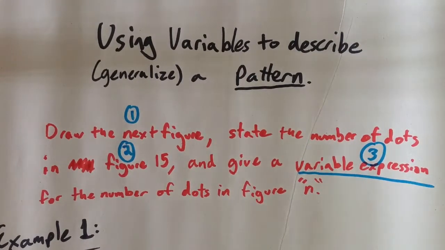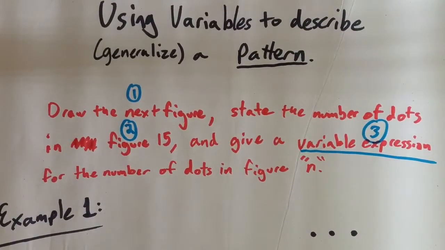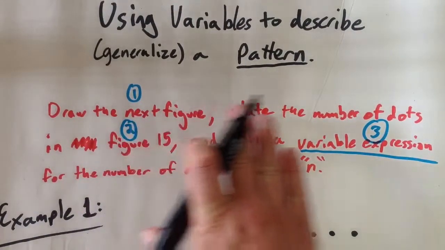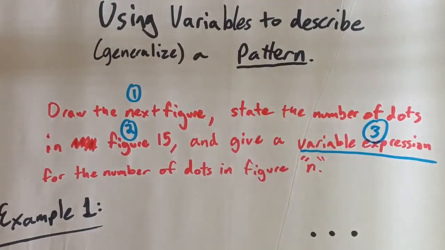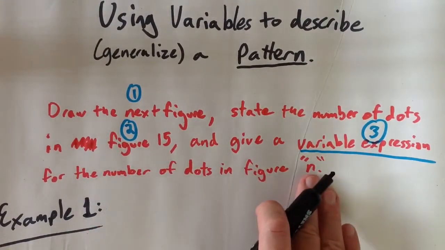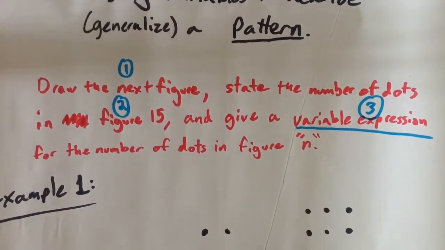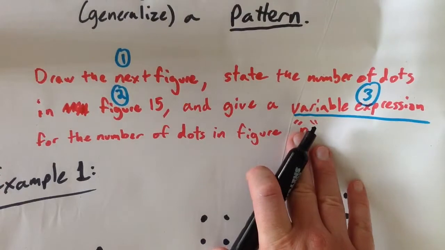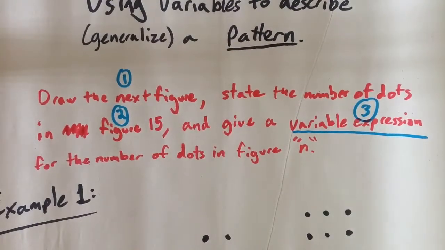For using variables to describe a pattern, we're going to be using dot plots. Our instructions in this case are to draw the next figure, then state the number of dots in figure 15, and then give a variable expression for the number of dots in figure n. The useful thing about this is that figure n is a variable, so n can describe any number of dots, so our rule will be able to describe any figure that we give.